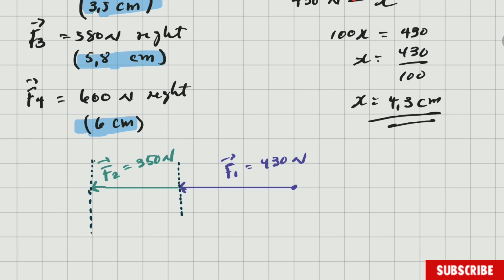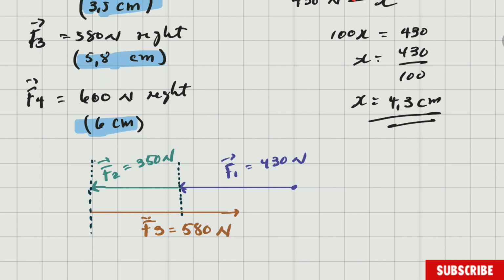The next vector is 5.8 centimeters to the right. So from here, you are going to make sure with your ruler, and you draw 1, 2, 3, 4, 5.8, it's a little bit longer, centimeters. There we go. And this one is F3, which is equal to 580 Newton. And then, guys, we are almost done.